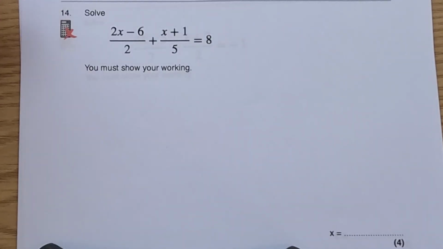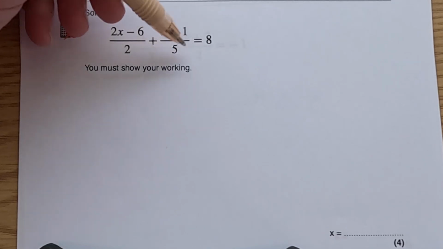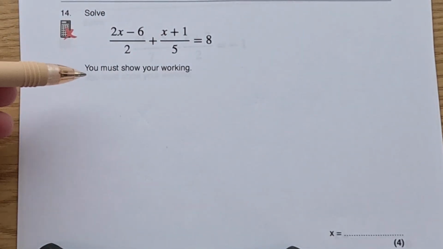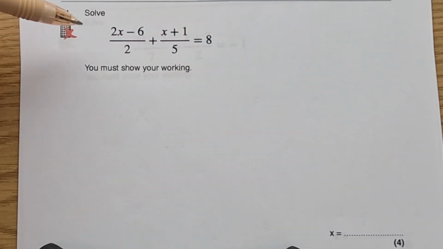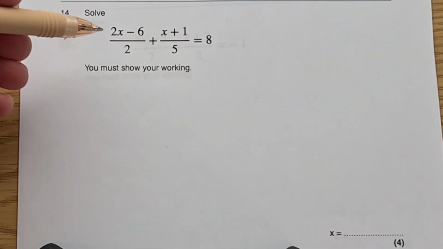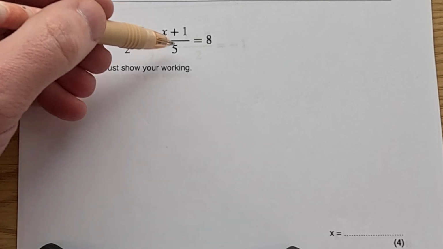Okay, so let's have a look at our next question, question number 14. Question number 14 says to solve (2x - 6)/2 + (x + 1)/5 = 8. And we've been asked to show our working. So here we've got two fractions added together equals 8. So let's find a common denominator. With 2 and 5, I'm thinking 10, because 10 is the first number in both of their times tables. 2, 4, 6, 8, 10, 5, 10.